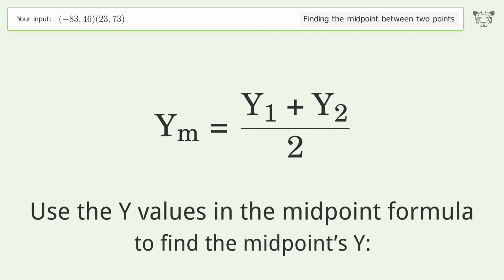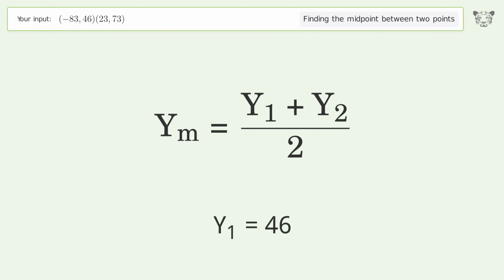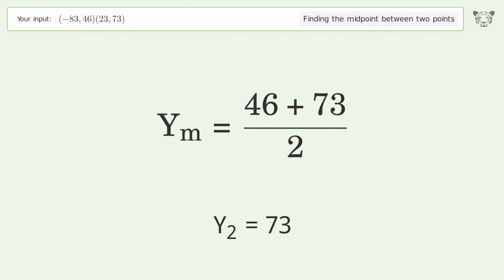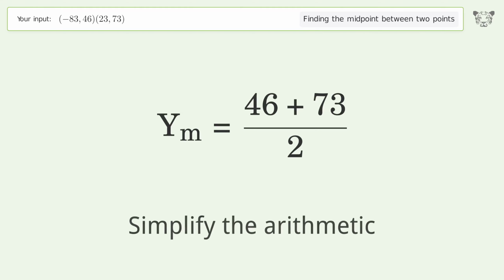Use the y values in the midpoint formula to find the midpoints y. y1 equals 46. y2 equals 73. Simplify the arithmetic.